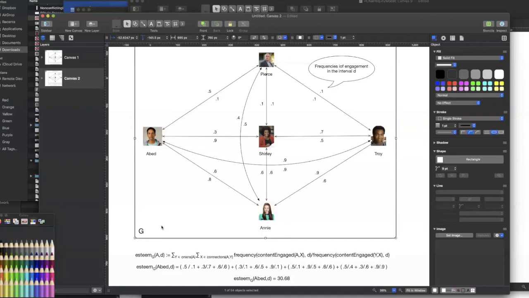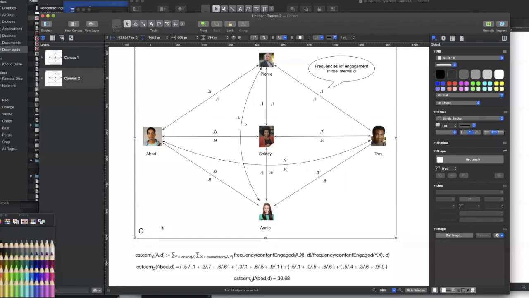So Abed pushes something on his timeline. If Pierce likes it or just clicks on it and views it, right? Those are all measures of engagement, right? And then likewise with Abed. So in this example, half the time Pierce is clicking on content from Abed, whereas only one tenth of the time is Abed clicking on content from Pierce.